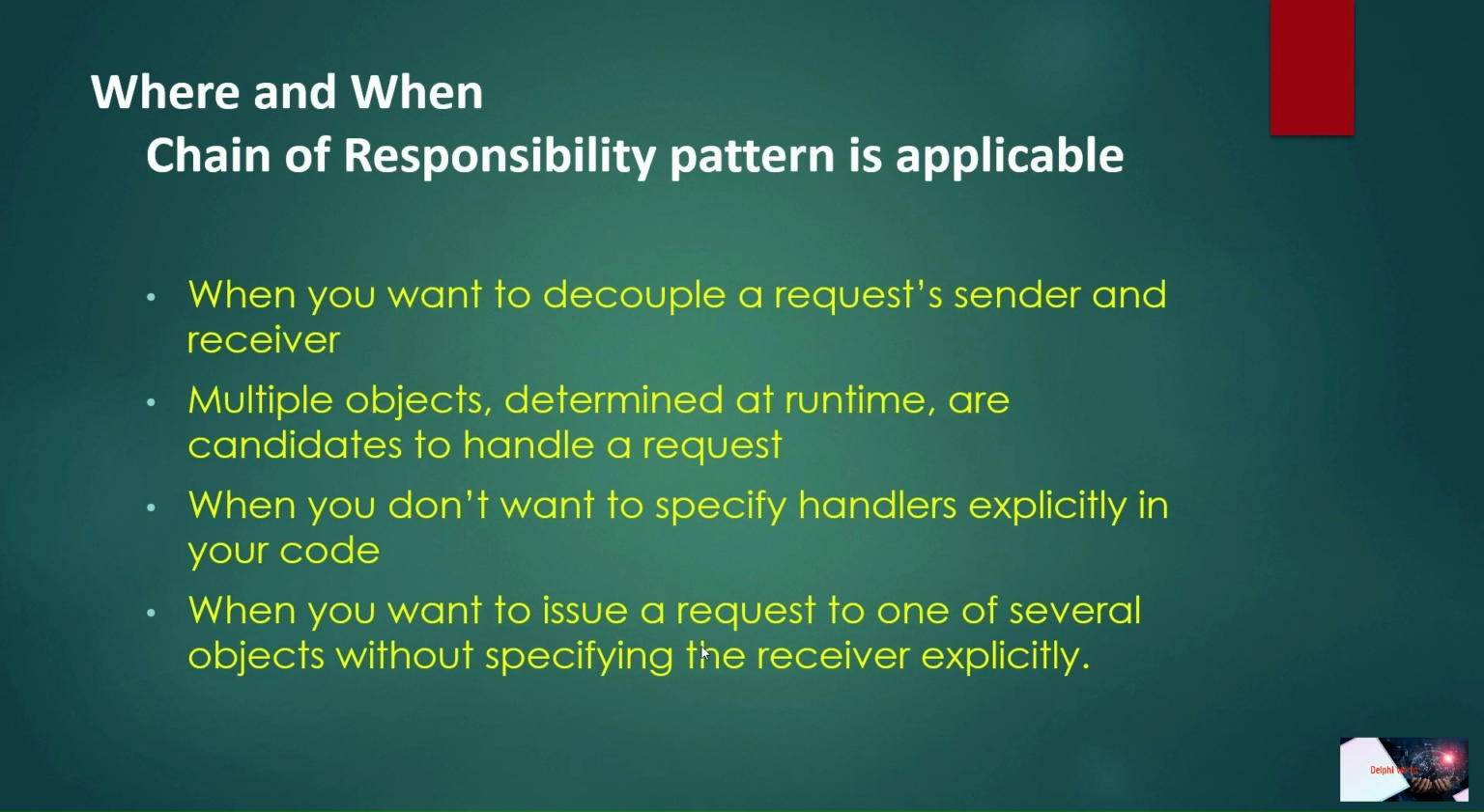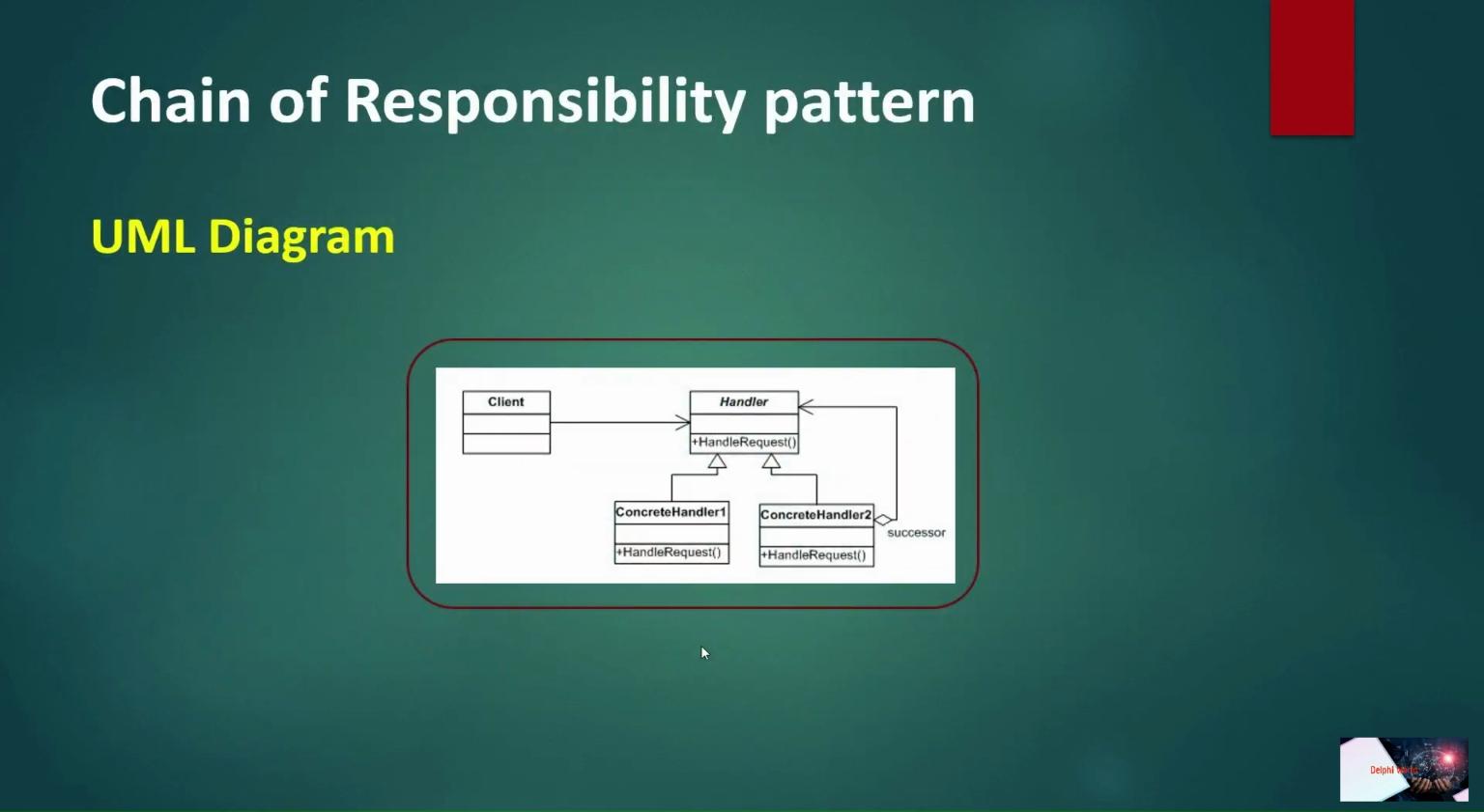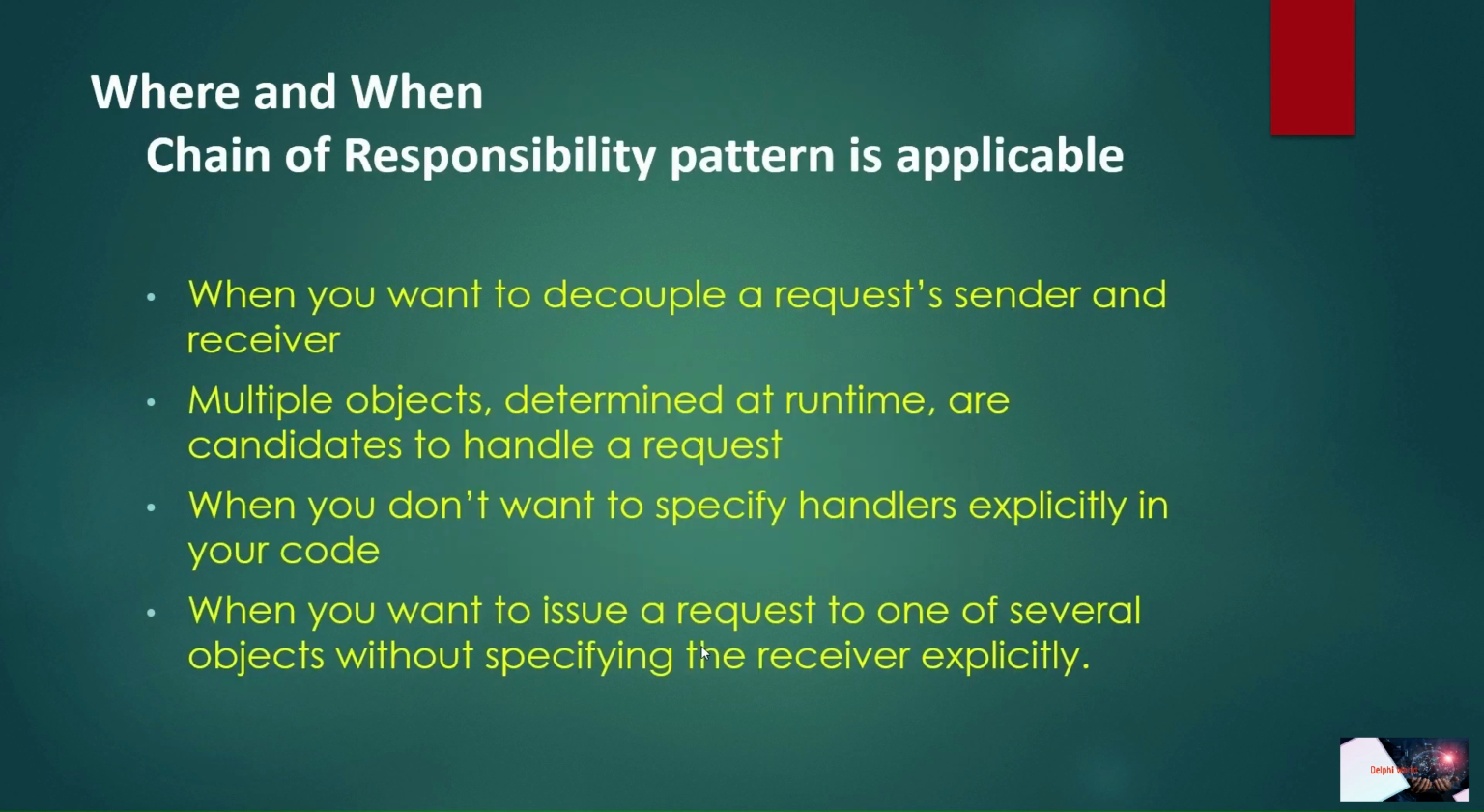When you don't want to specify the handler explicitly in your code, okay? So in this case, any of the objects will try to handle the request. If you give the successor, then the request will go from that object to the next successor object. Okay. So use it when you want to issue a request to one of several objects without specifying the receiver explicitly.